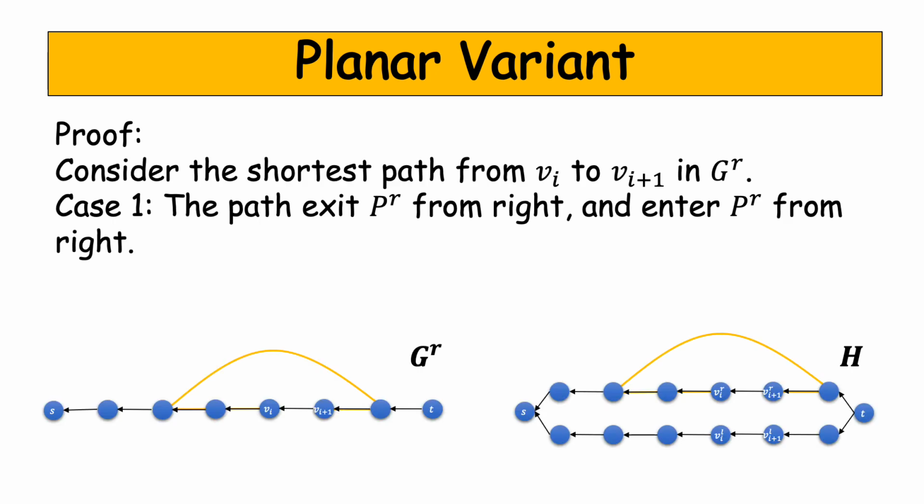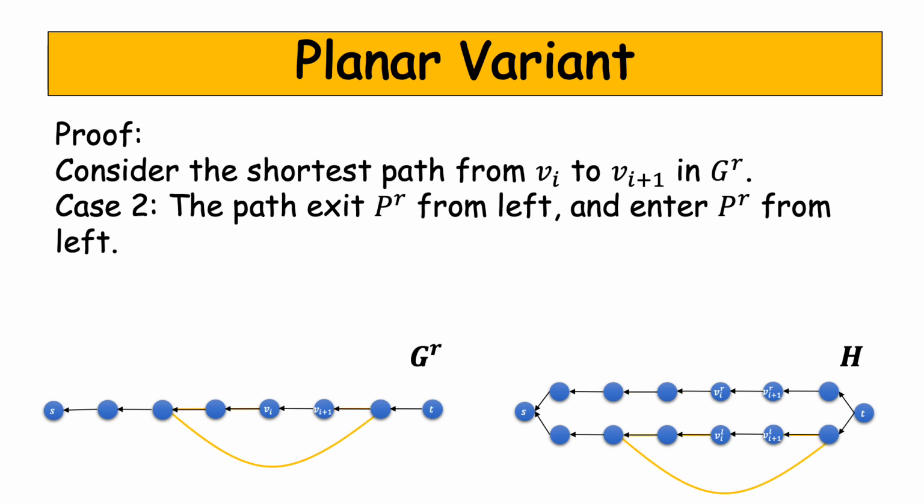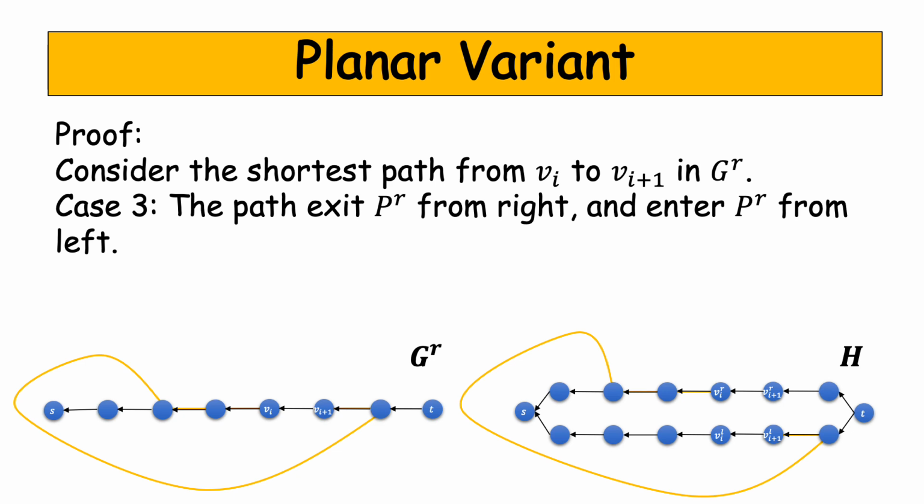So as we have said before, a general path in GR cannot be simulated in H because it might cross the path PR, but this case doesn't bother us because the shortest path from VI to VI plus 1 doesn't cross the path PR. So basically we have 4 possibilities. In this case, the path exits PR from right and enters PR from right, and it can be simulated in H as in the image. Similarly, if we exit the path PR from left and enter PR from left, then it can be simulated in the graph H as in the image. And similarly for the 2 other cases.